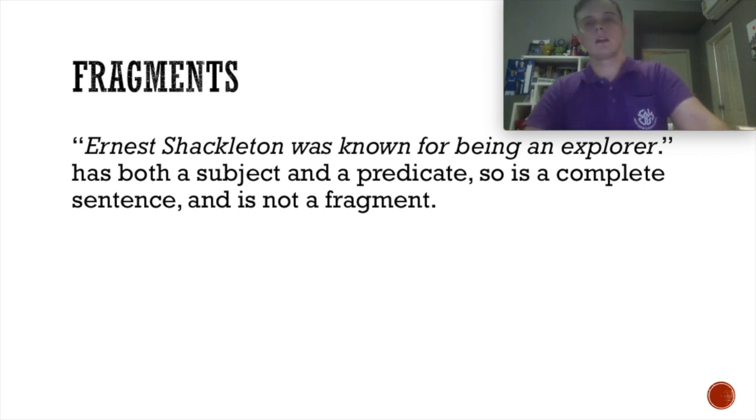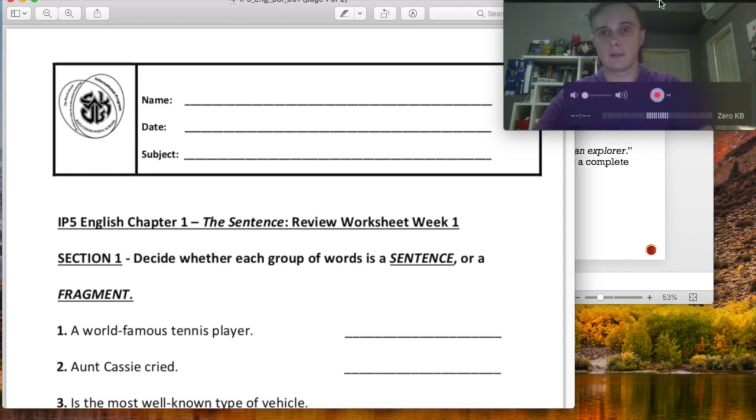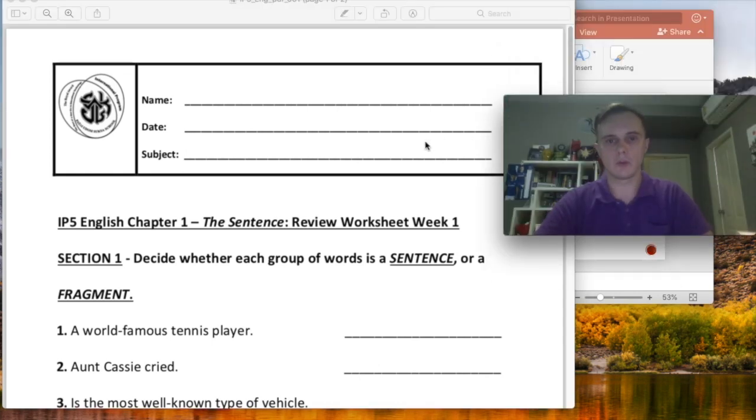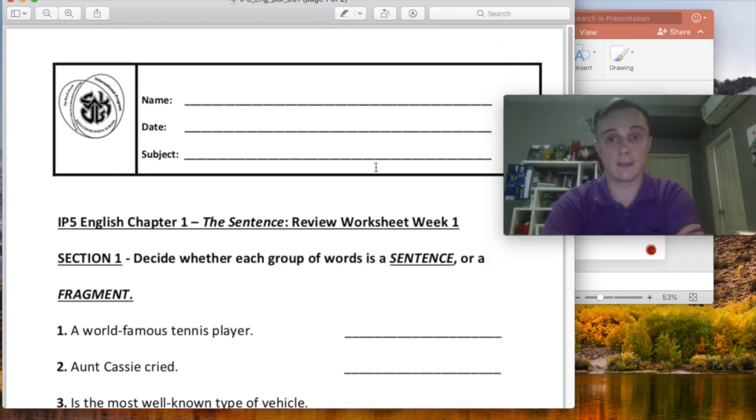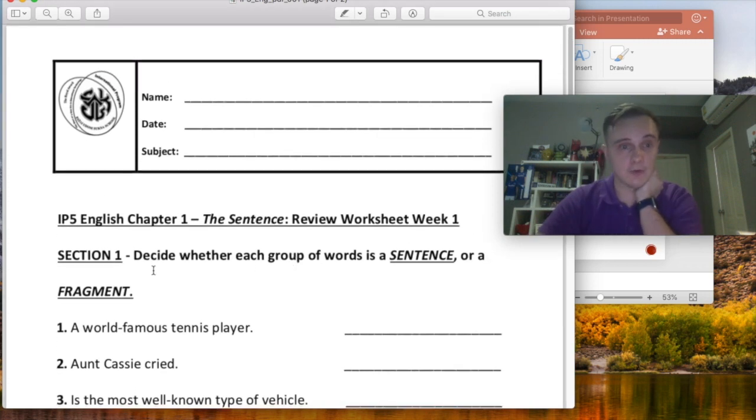Okay, so that is the end of my lecture. Before we go, I just need to explain what you need to do next. So, you should all have access to this worksheet. It says at the top, IP5, English Chapter 1, the sentence. Review worksheet week 1, because this is the first week of our review lessons. Very simple, you've probably seen worksheets like this before.